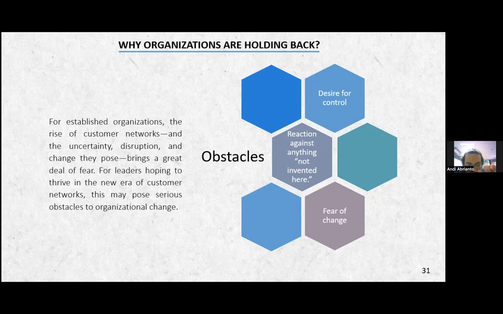And the third fear preventing many established organizations from embracing customer networks is the fear of letting go of old business models or experimenting with new sources of revenue. Or simply, we can say, fear of change.